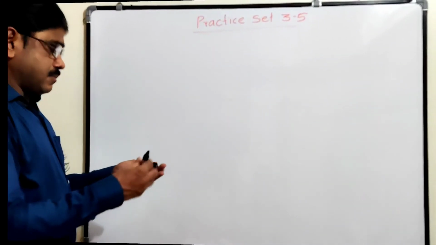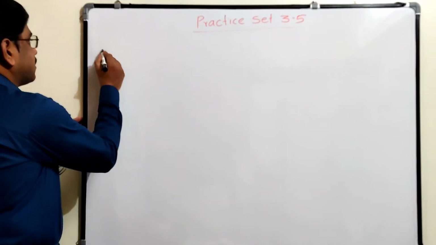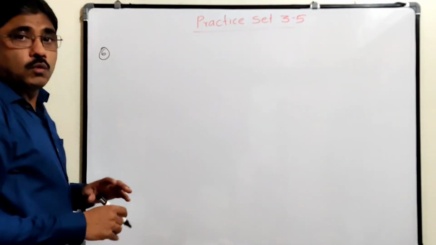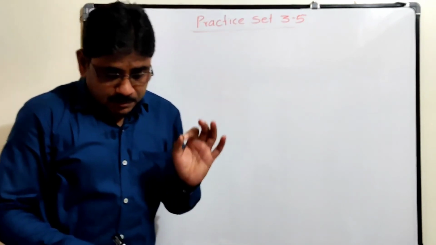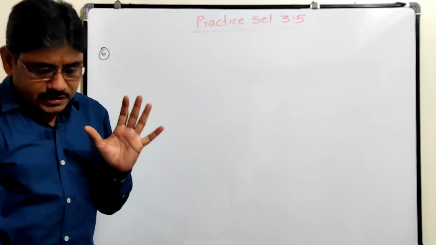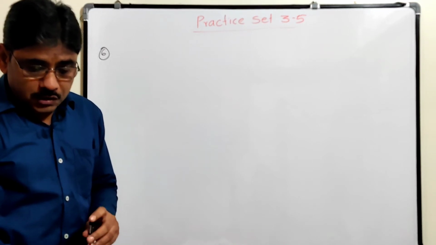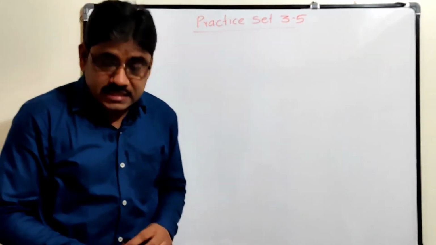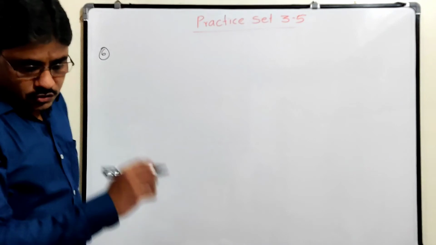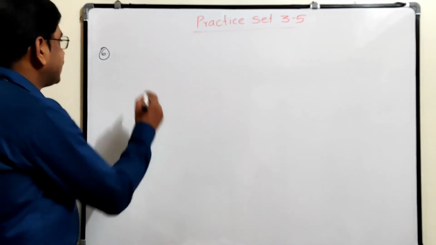Now the next sum is the sixth sum. Question number 6. What is given? If the polynomial y cube minus 5y square plus 7y plus m is divided by y plus 2, the remainder is 50. That means for y is equal to minus 2. So first write that polynomial here.